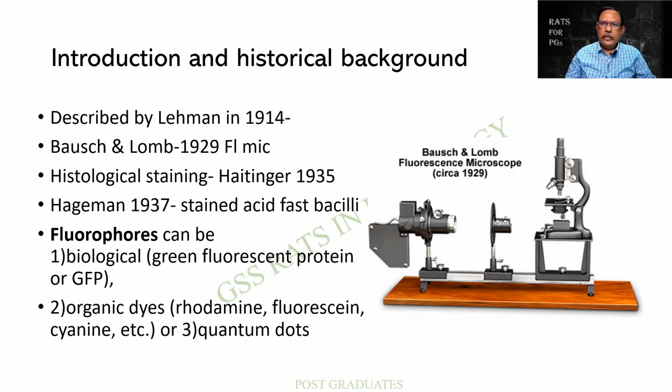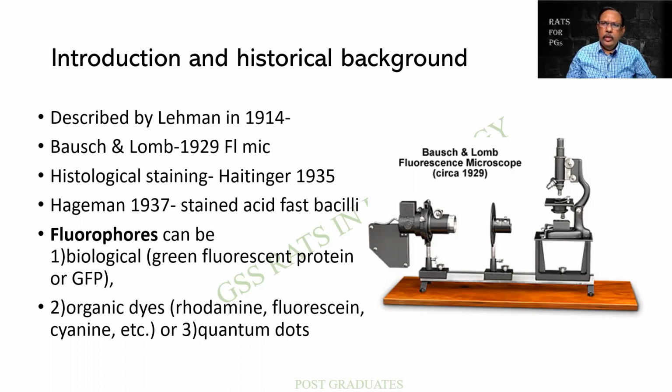I would always like to touch upon a historical background. This was introduced by Lehmann way back in 1914 and it got developed into a fluorescent microscope by Bosch and Lehmann in 1929. A histological staining of this was incorporated by Ettinger and Hedgeman, who stained the acid-fast bacilli. You must be familiar with the auramine rhodamine stain for the tubercle bacilli.